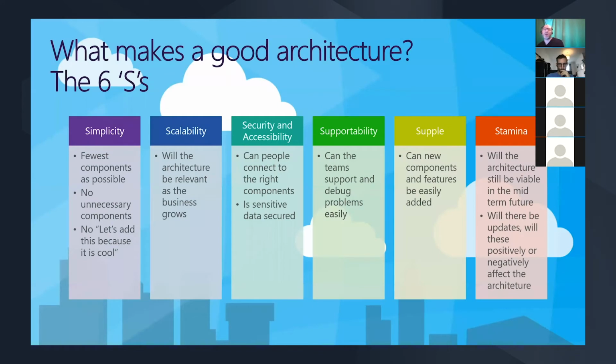So I like to call this the 6 S's of an architecture. We talk about simplicity, so making sure that any architecture you're developing has as few components as possible. If you've got something in there where you could get rid of it, get rid of it. Any component you add into an architecture is going to add time down the line in terms of support, documenting it and knowing exactly what it does, all this kind of stuff. So keep things as simple as possible.